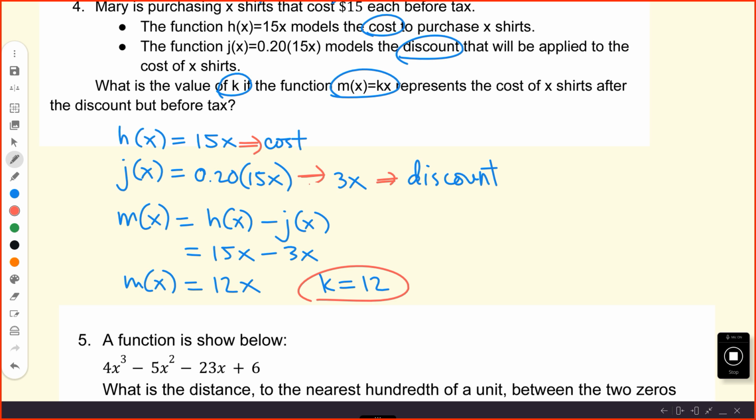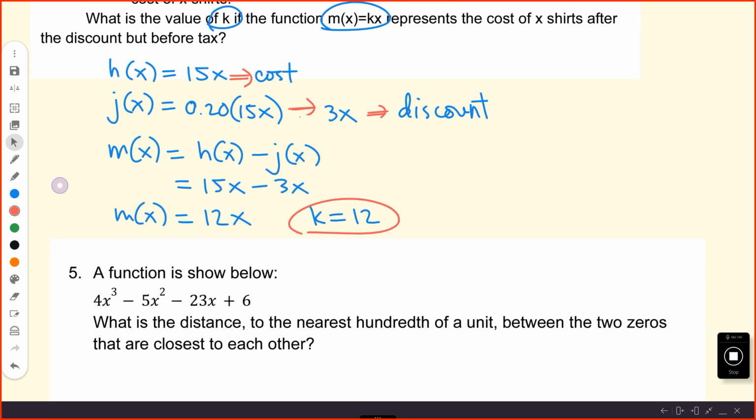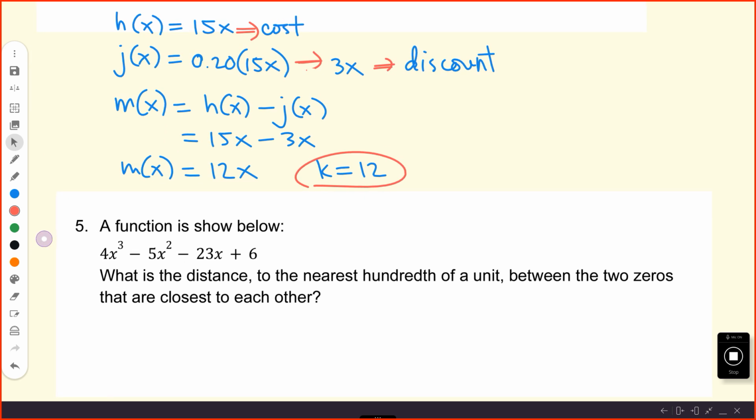Any question? All right, now your classwork again is patterned to these notes. Each problem is similar to this problem. All right, so number 5.